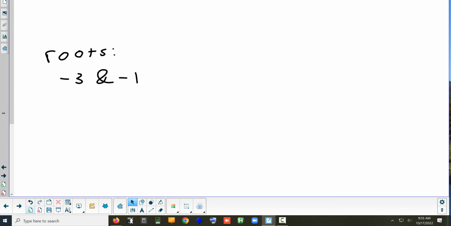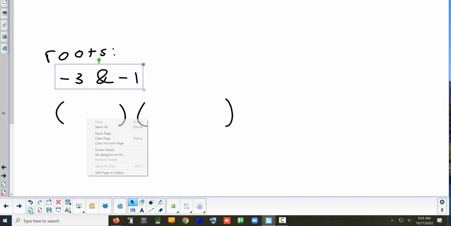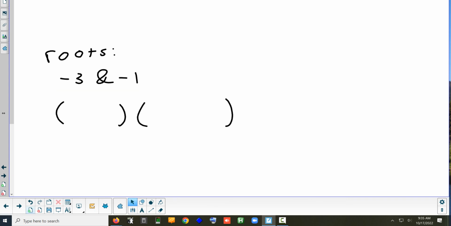Can somebody work backwards from that and tell me what I could put here and what I could put here so that I could plug -3 into this one and plug -1 into this one, and it would come out to 0? Yeah, you want both of them? The first one would be x plus 3, and then the second one would be x plus 1.